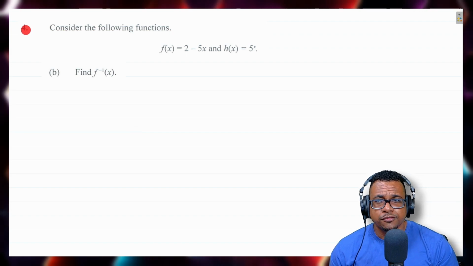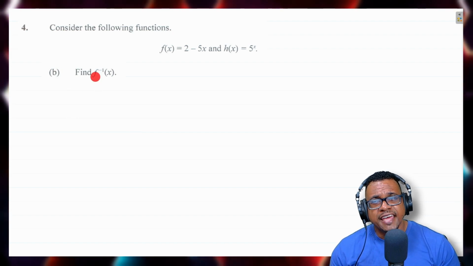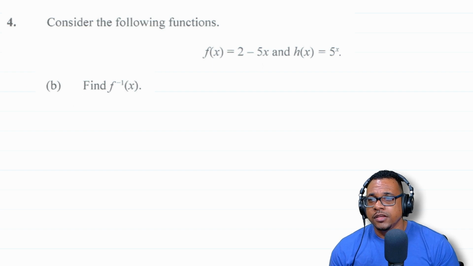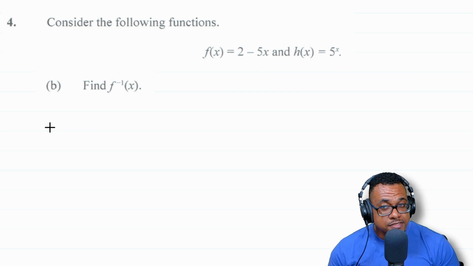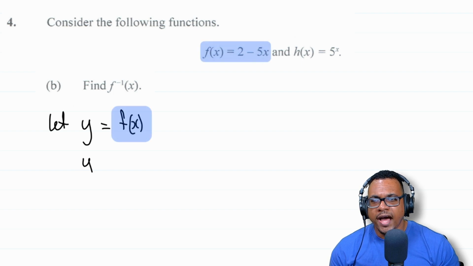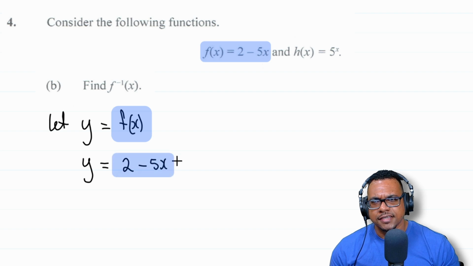Now moving on to question 4 part B, we want to find f inverse x. So we're dealing with the function f of x. In order to find the inverse of any function, we're going to let y be equal to the function. So the first thing we'll do is say let y be equal to f of x. Therefore, y is equal to 2 take away 5x, because that's what f of x is equal to.